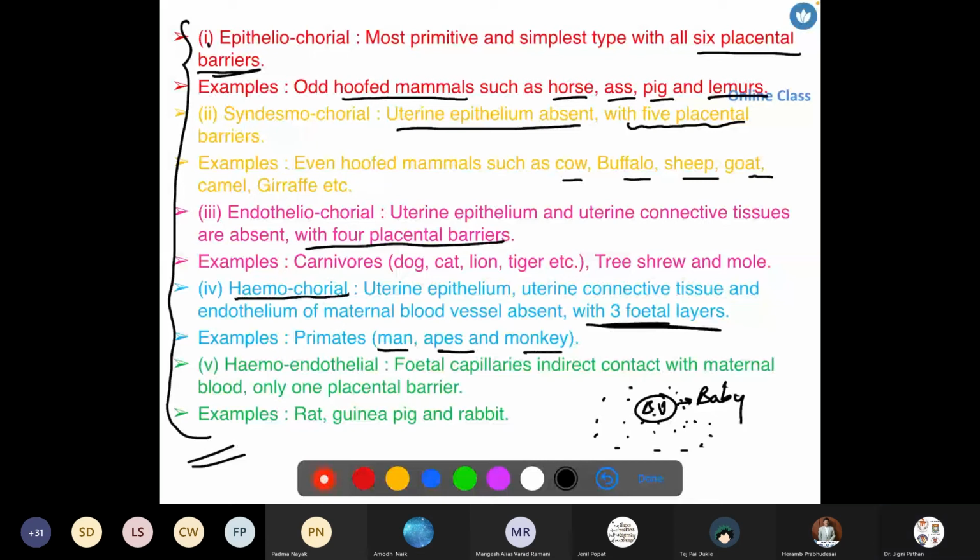Yes. Sanika, did you understand the point? Yes, those 2 barriers are absent. Connective tissue is absent and epithelium is also absent. Which is the leftover? The leftover are all the 3 barriers of the baby and 1 blood vessel from the mother. So 4 barriers. Others, any more doubts?